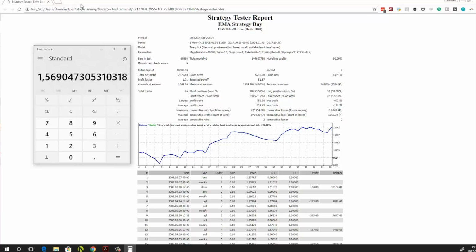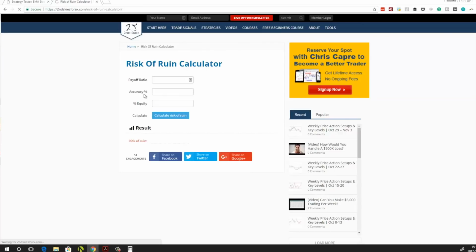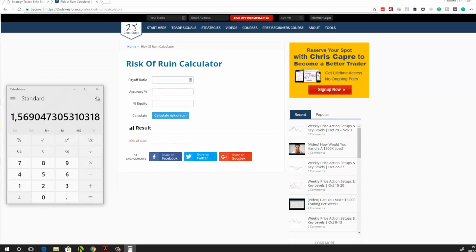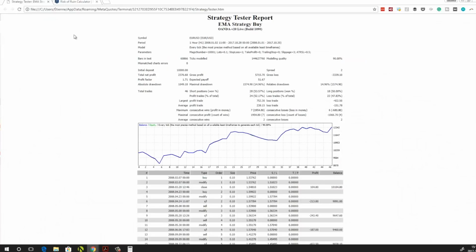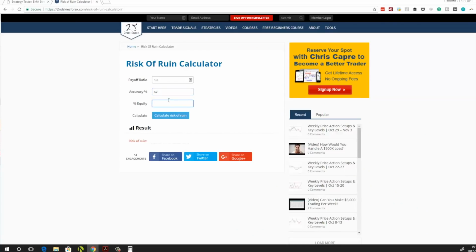And this is where you're going to go. I'll put the link below. I use the calculator from another educator, Chris Capri, and I'm going to enter the data here that we have. Average payoff ratio, this is what we get here, 1.56 or 1.6. Accuracy, this is our win rate. So let's bring this back. We had a win rate of 52.17%. That's all right.